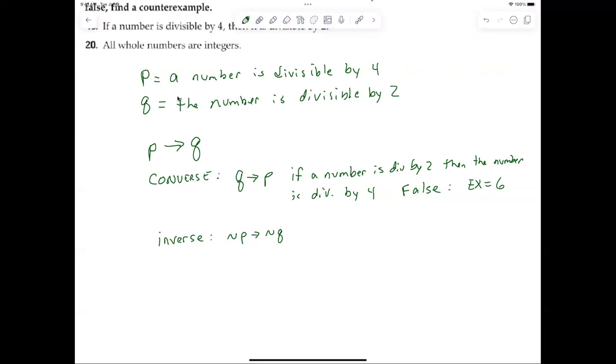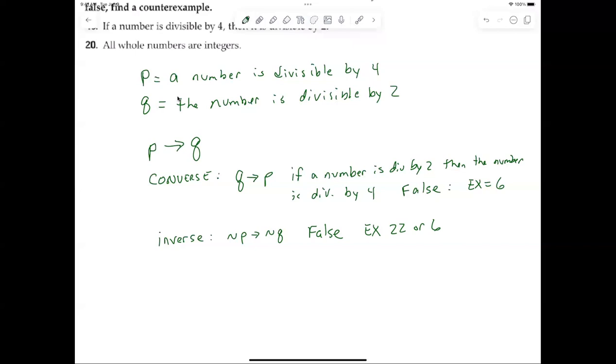And we can say that's clearly false. And the reason we could say that's false is because why? 22. If somebody wanted to use an example of 22 or 6, either one of those would work. If a number is not divisible by 4, is 22 divisible by 4, then it's not divisible by 2? That's false.